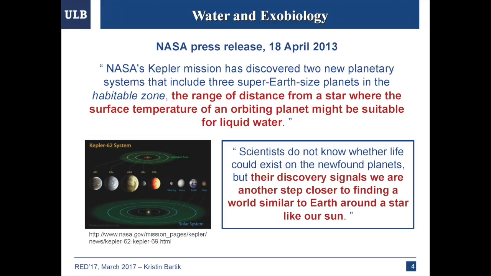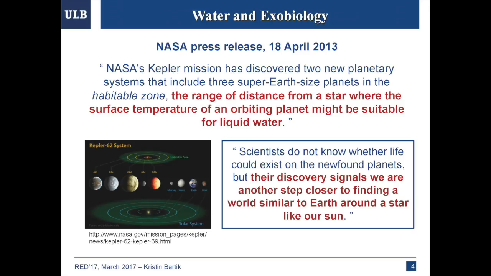So the question now is, what about water and exobiology, astrobiology, however you want to call it. I'm going to show you 3 press releases which have come out from NASA. The first one here from 2013, reporting Kepler's mission and the discovery of planetary systems that include 3 super Earth-sized planets. And what's important, talking about the habitable zone, which we already talked about this morning, was the range of distance from a star where the surface temperature of an orbiting planet might be suitable for liquid water. And a little bit further down in this press release, you can read, scientists do not know whether life could exist on the newfound planets, but their discovery signals we are another step closer to finding a world similar to Earth around a star like our sun. So the notion of water, possibility of finding life.